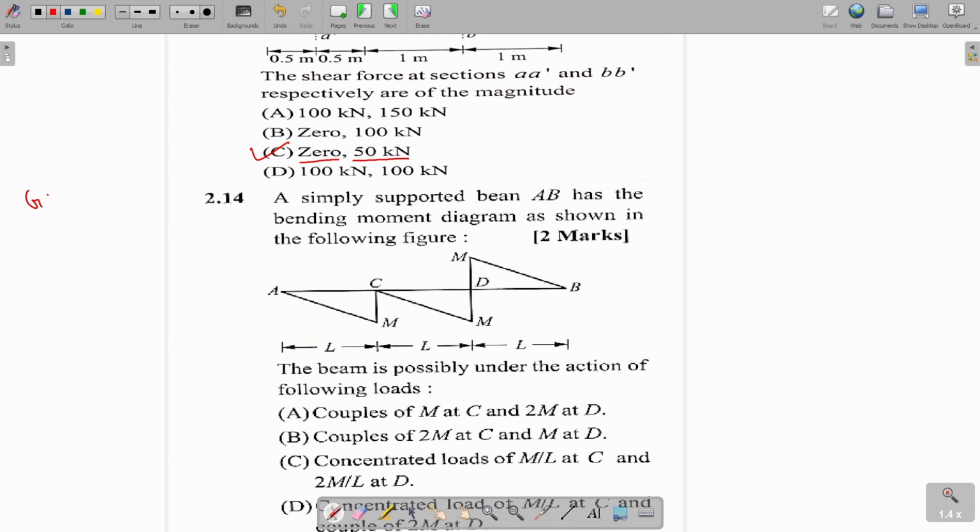Question number 2.14 came in the year GATE 2006. A simply supported beam AB from A to B has a bending moment diagram as shown in the following figure. This is the bending moment diagram, BMD. The bending moment is possible under the action of the following load.